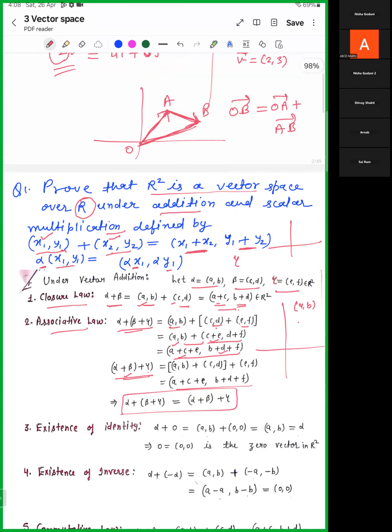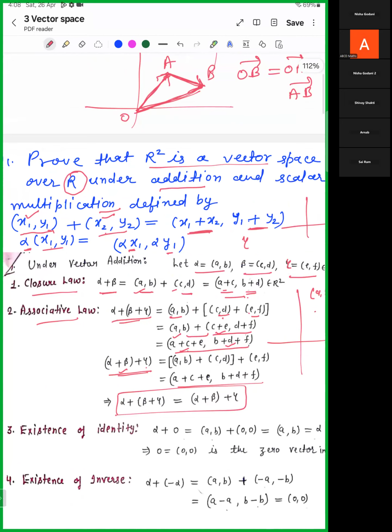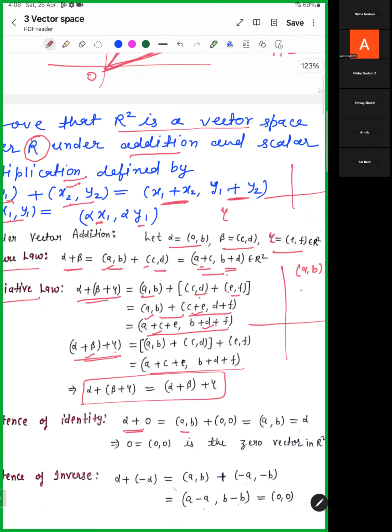Third one is existence of identity. So alpha plus 0 must be equal to alpha. I have taken alpha as A comma B, already mentioned. Now what is 0? What element should be added to this A comma B so that we get A comma B again? So it must be 0 comma 0. If I add 0 comma 0, then I have alpha, A comma B, this is alpha. So alpha plus 0 is alpha. This means existence of identity is there.